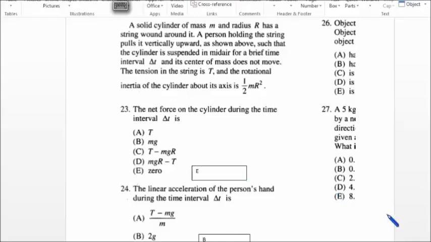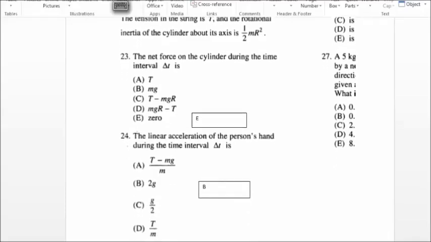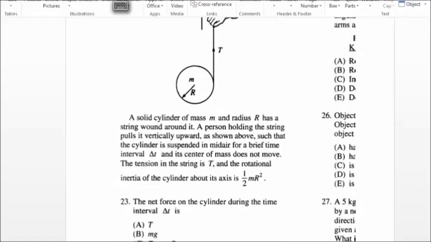Now the next question, the linear acceleration of the person's hand during the time interval delta t. See, during this time interval delta t, T is equal to mg. Now the angular motion is achieved by a torque. And what is the torque? Torque is the force which is applied and the perpendicular distance from the axis of rotation. So this is the axis of rotation, and here is the tension, and this is R. So we know that the tension T, which also is mg during the time interval delta t. So mgR is the torque.